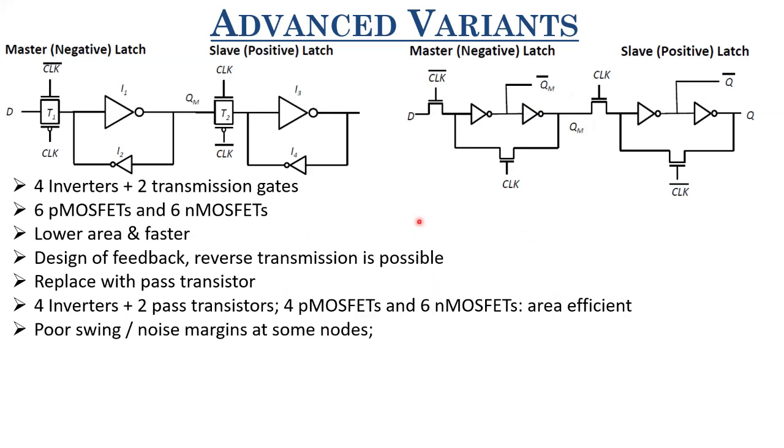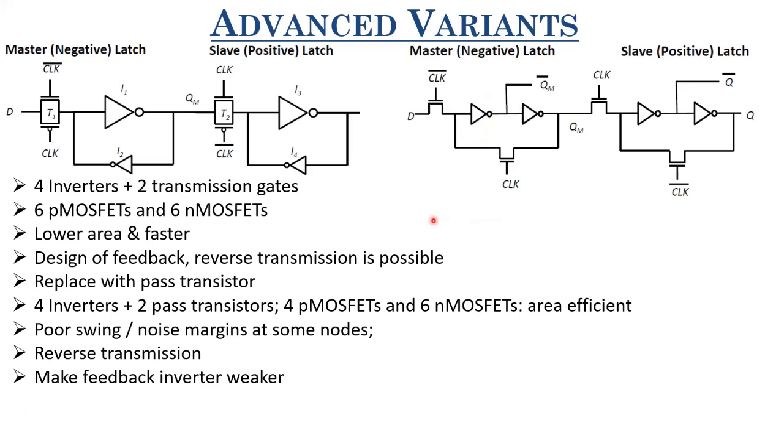However, since it's a pass transistor design, we'll have poor swing or noise margin at some nodes. How? Because this D here can pass only VDD minus VTH. So if it can pass only VDD minus VTH, the PMOS of this inverter never turns off, and you have static power dissipation. Reverse transmission here also, you will have this case of reverse transmission.